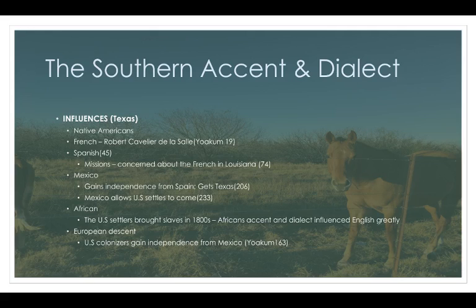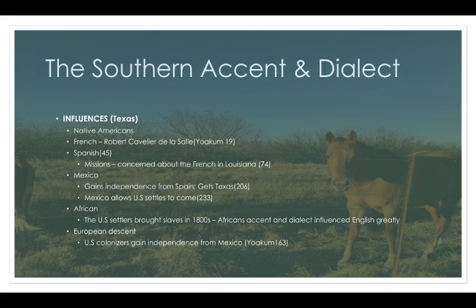One of the biggest differences is that Texas was briefly influenced by French. Interestingly enough, and then Spanish came, and there were missions set up as well. And Mexico is also a very, very heavy influence in Texas. You could see the different parts of history, Mexico gaining independence from Spain, very similar to California in that region. And so Mexico allows U.S. settlers to come. So this is very, very crucial because this is when English is brought to Texas pretty much.